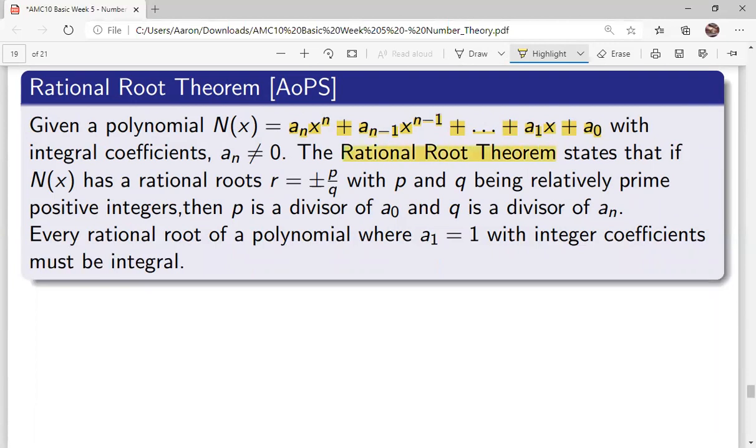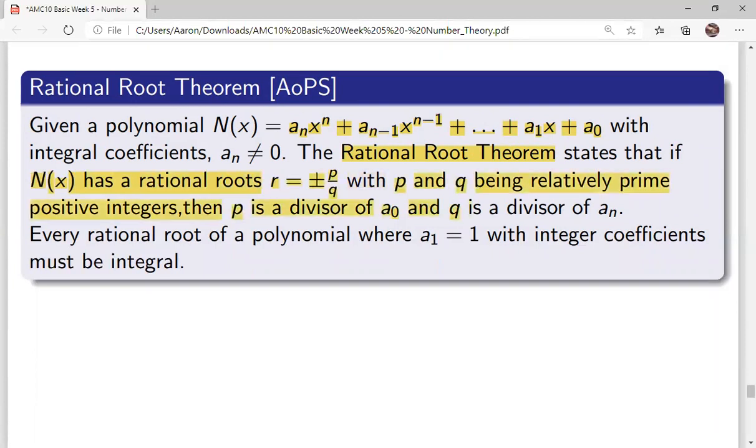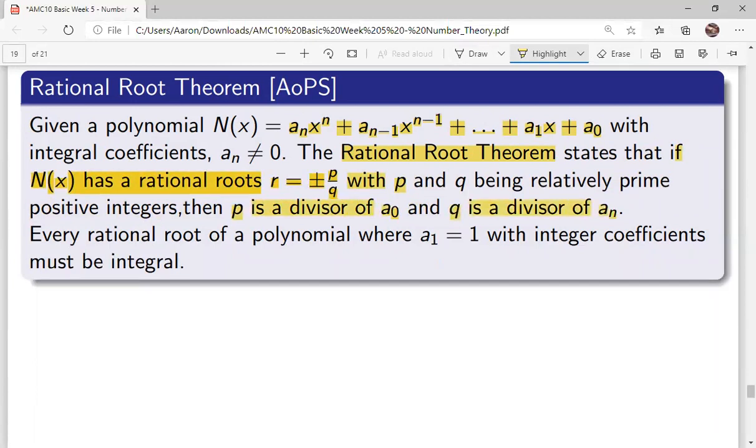And the rational root theorem states that if N(x) has rational roots of the form p over q with p and q relatively prime, then p divides a_0 and q divides a_n. And every rational root of a polynomial where a_n equals 1 that has integer coefficients must be an integer.